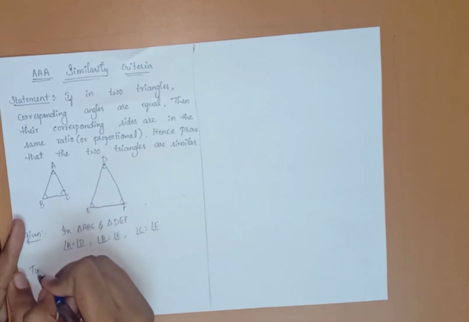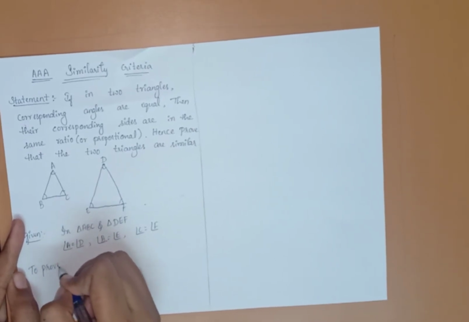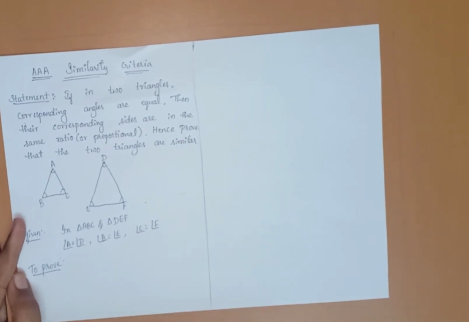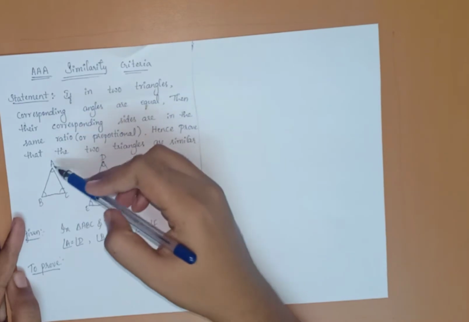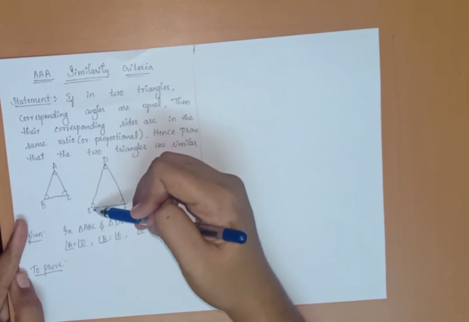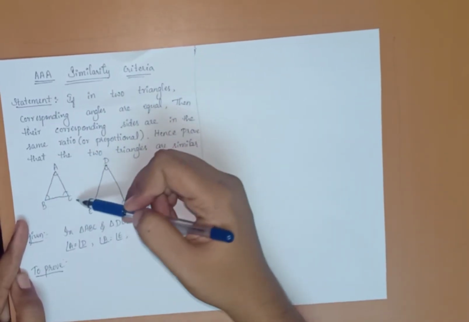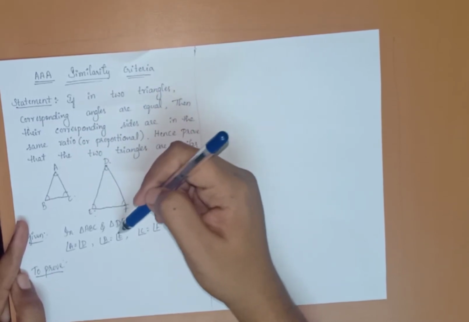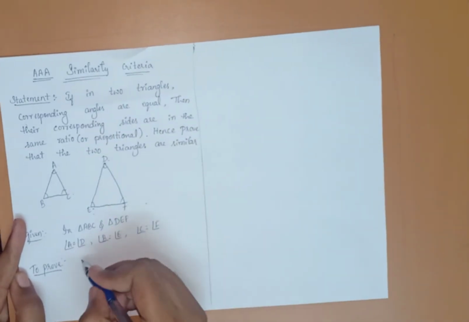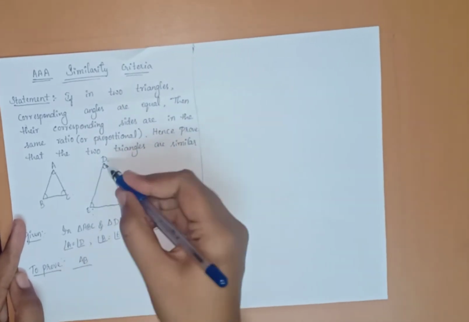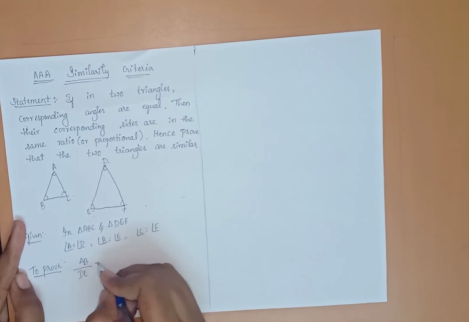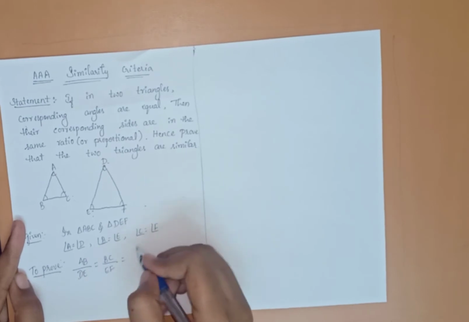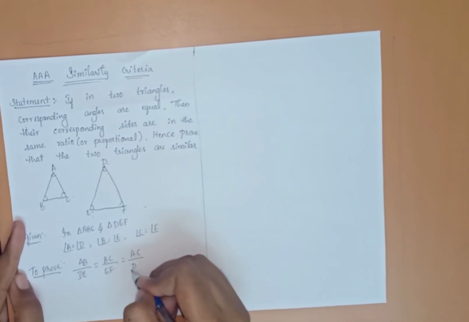Next we need to write what we need to prove. They said we need to prove the sides are proportional, otherwise the ratios of the sides are equal. That means AB divided by DE is equal to BC divided by EF, which is equal to AC by DF. They gave us the angles, and we need to prove the side ratios are equal.